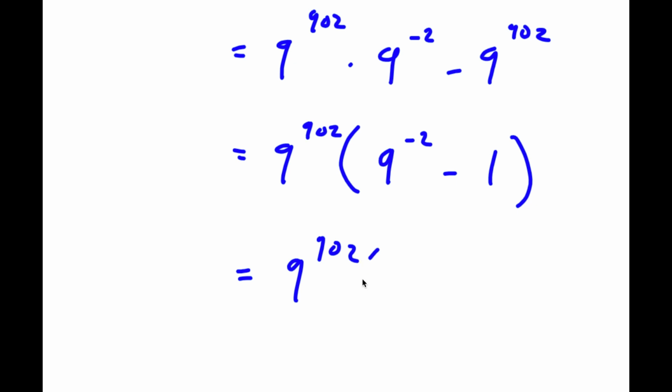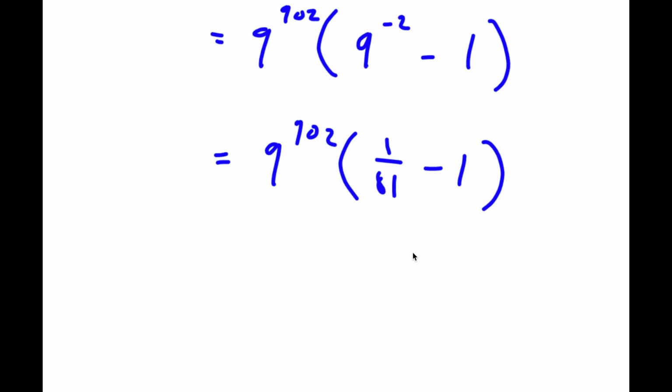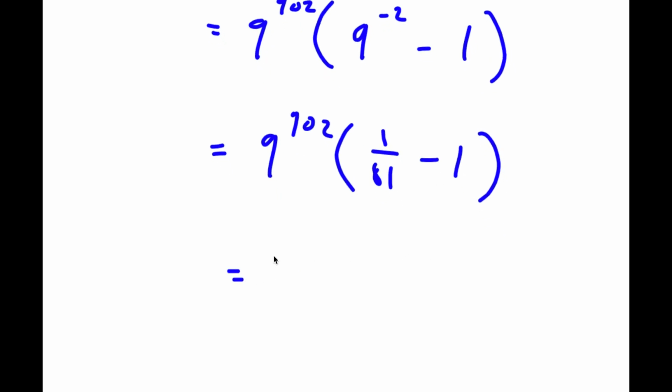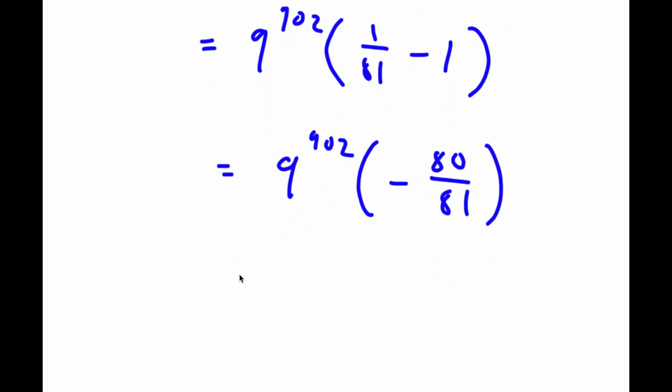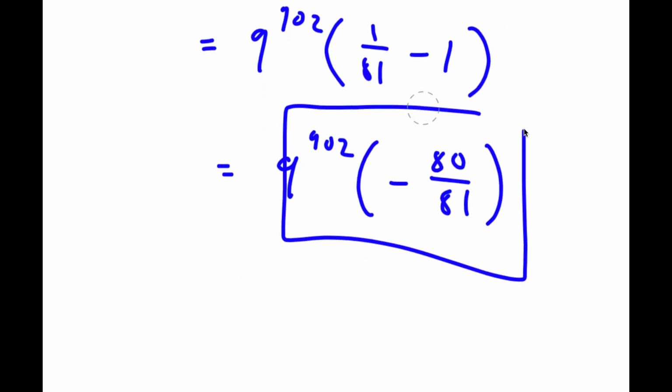Now this is the same thing as 9 to the power of 902 times 9 to the power of negative 2, which is the same thing as 1 over 81. So I have 1 over 81 minus 1. And this is the same thing as negative 80 over 81. So this is my answer. This is another way of writing the answer.